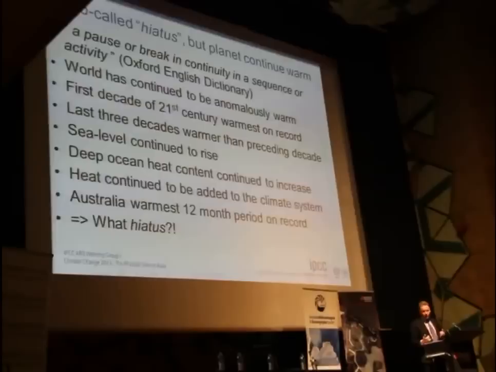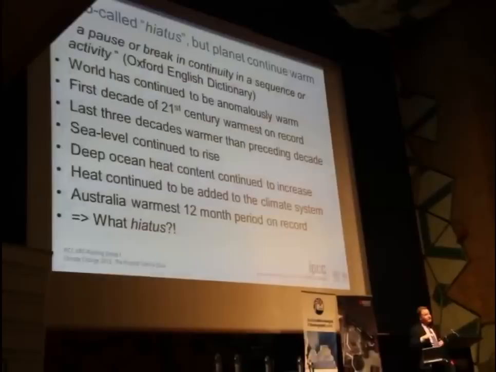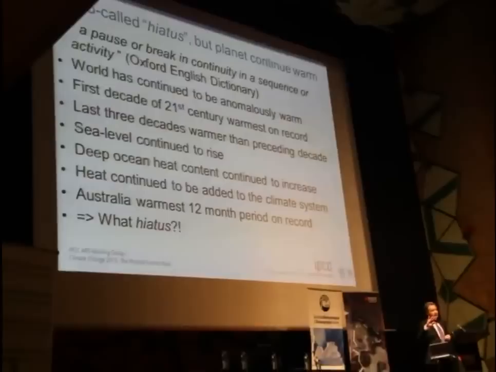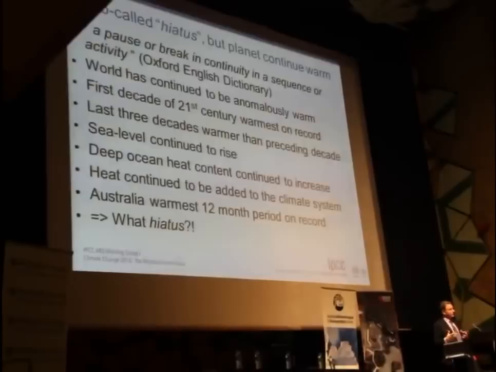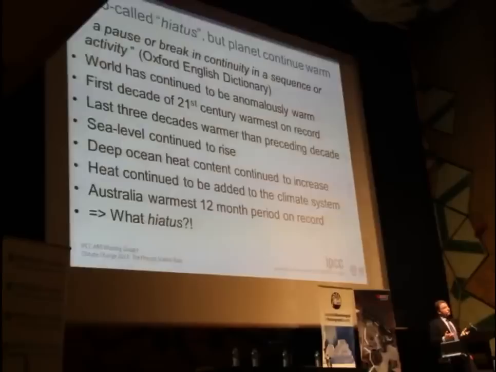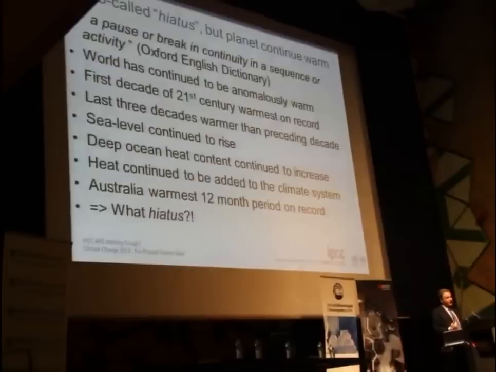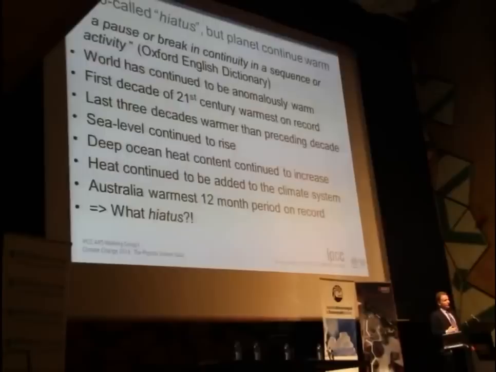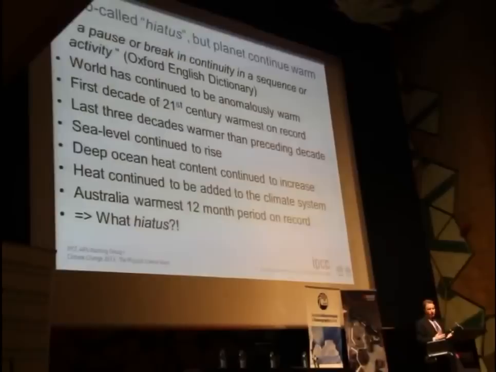Third, as I mentioned previously, each of the last three decades has been warmer than the preceding decade. And furthermore, sea level has also risen over this same period, trended upwards. And so has deep ocean heat content, the amount of heat in the deep ocean. And finally, one other thing which is a bit closer to home is that we've just seen in the last few days Australia reset its record for 12 consecutive months. And the new record is very, very substantial compared with the old record. So you might ask, on the basis of all of this information, what hiatus is it that people are talking about?